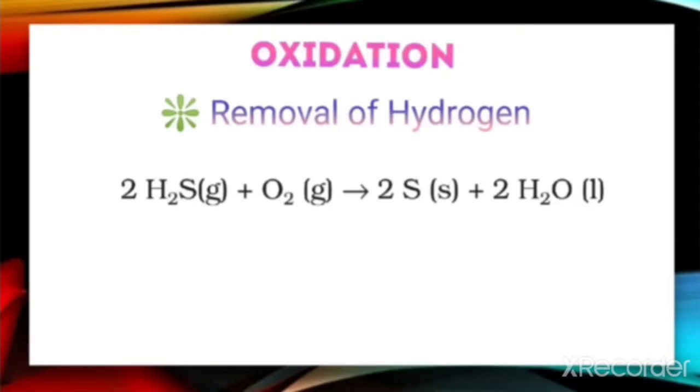When we take another example, that is H2S plus O2 giving rise to S plus H2O. When you look at this equation, the sulfur in the H2S form is there on the reactant side, but on the product side there is only sulfur.